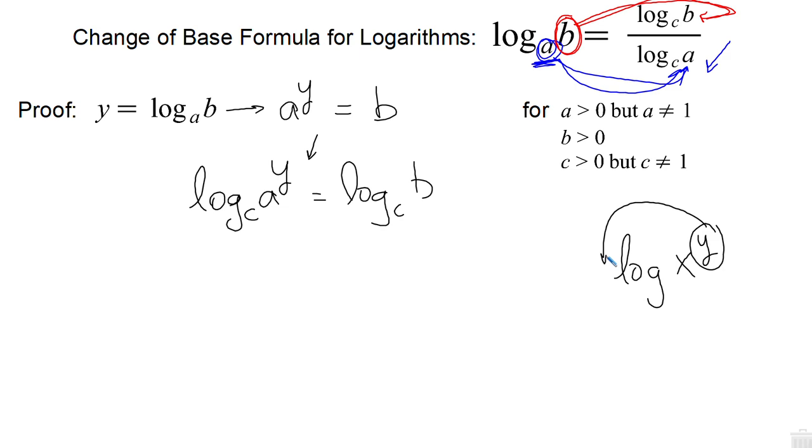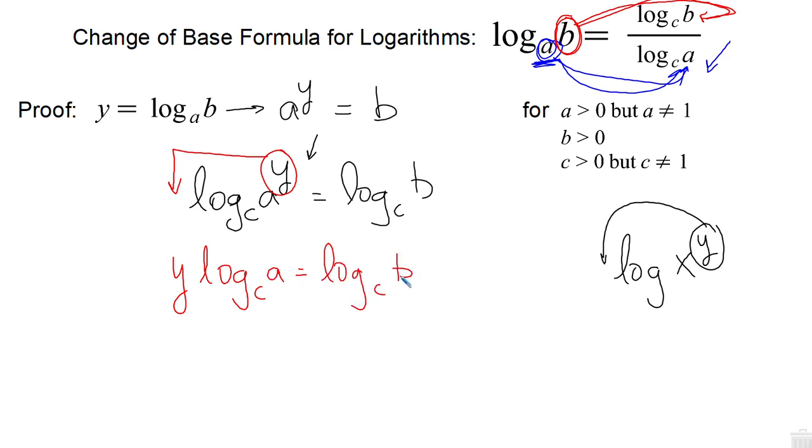So what we're going to do is take that y that's right here, the exponent on the a inside of our logarithm. We're going to pull it out in the front, giving us y times log base c of a is equal to log base c of b. From there, we're pretty much done. We're just going to say y is then equal to log base c of b over log base c of a. We're just dividing both sides by log base c of a.